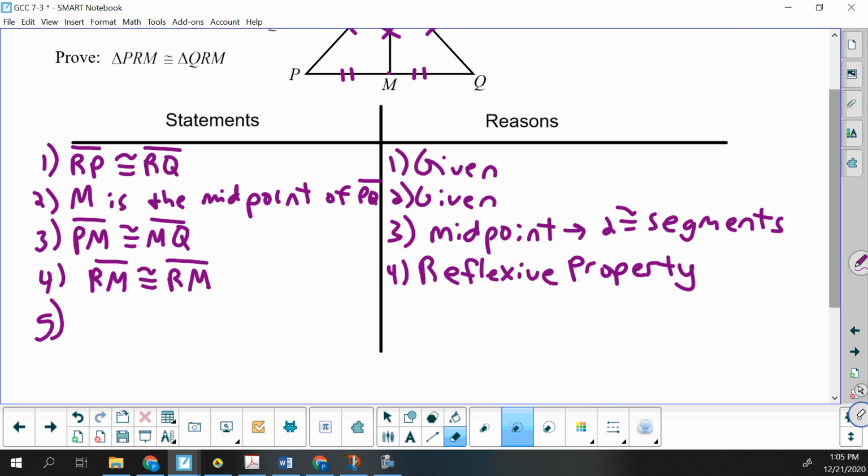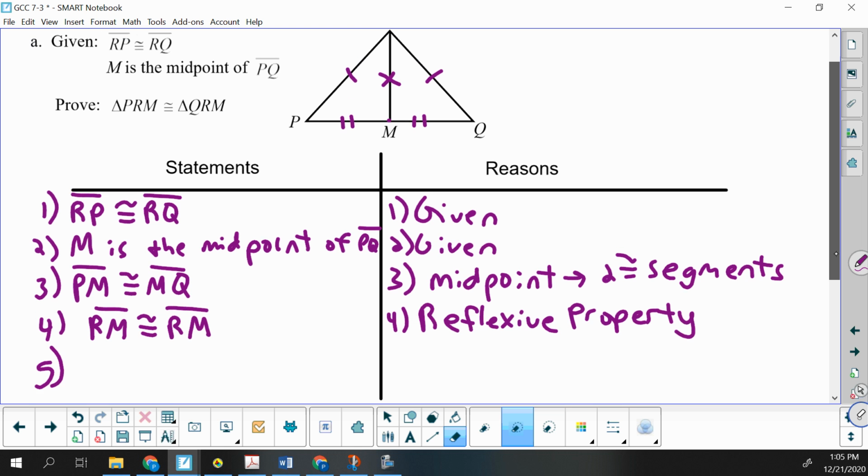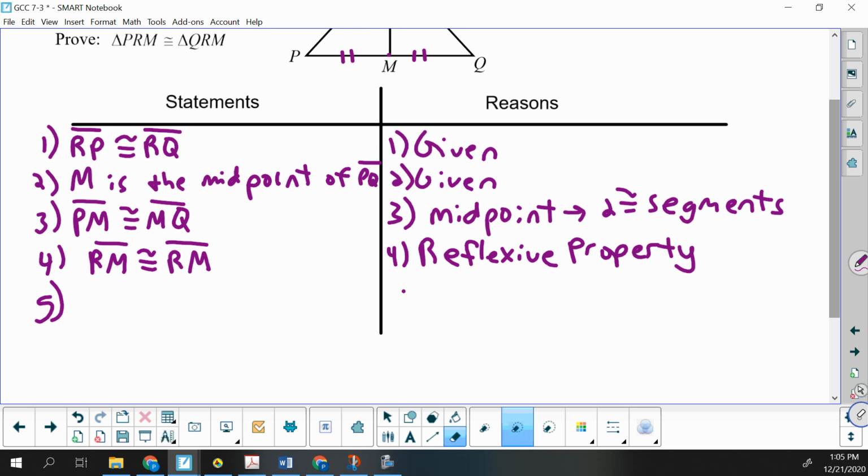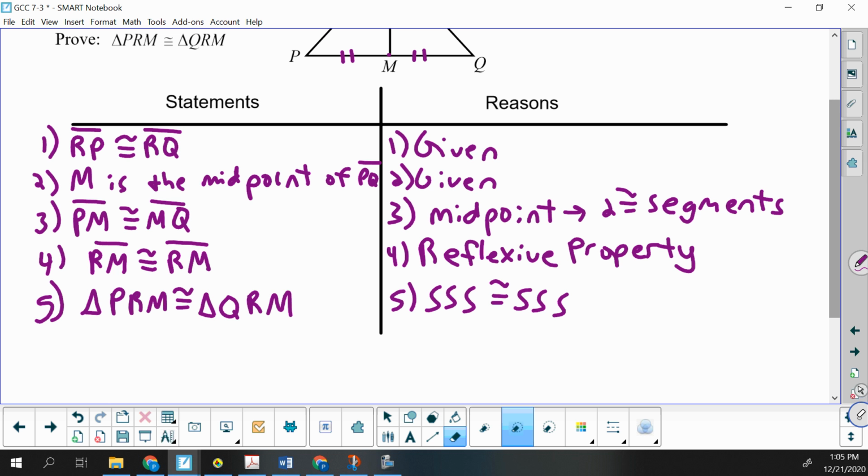Now we'll finish off. We have three sets of sides congruent, so our reason is going to be side, side, side congruent to side, side, side. And our statement will just be what we wanted to prove: triangle PRM is congruent to triangle QRM. Notice our last line there in 5 is really what we were practicing in the middle portion of this video. Hopefully we got that down really well, so now writing that last statement, the new stuff for today, is not too bad.